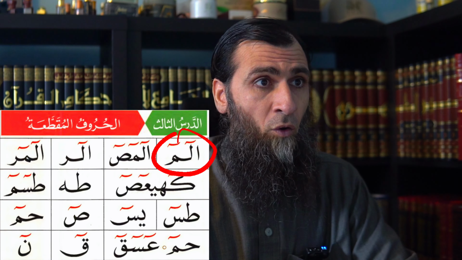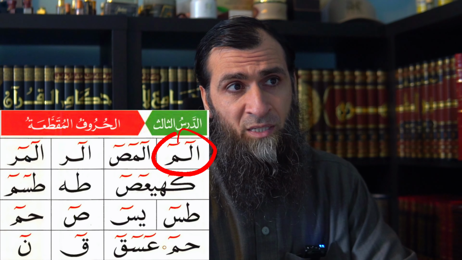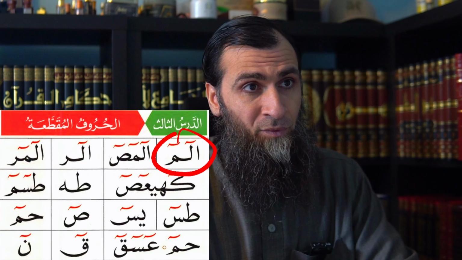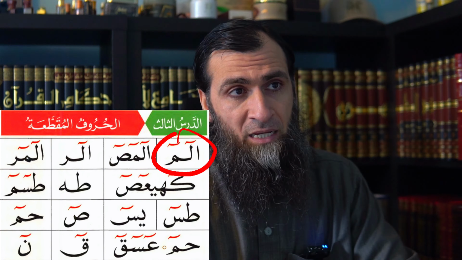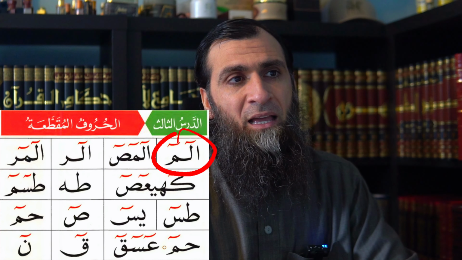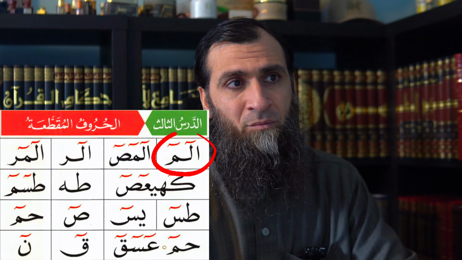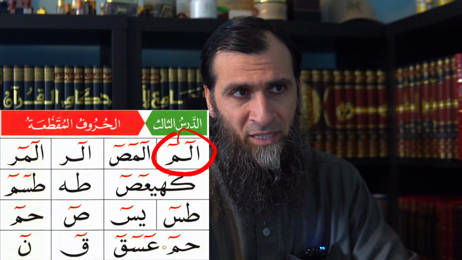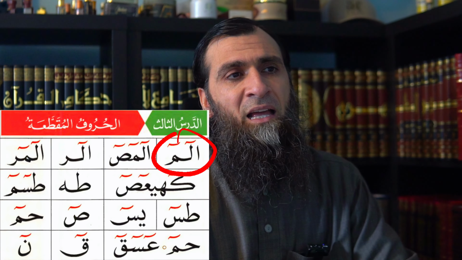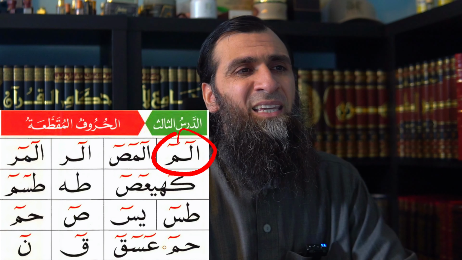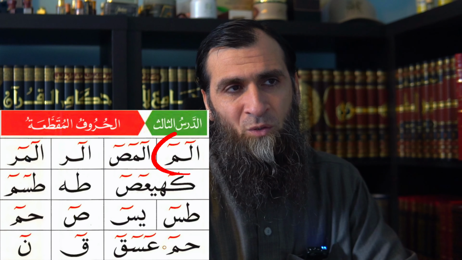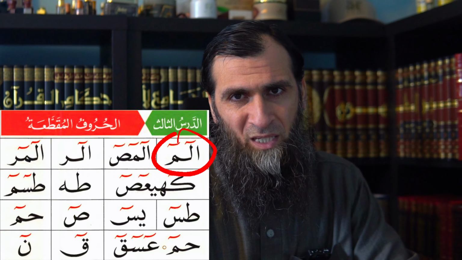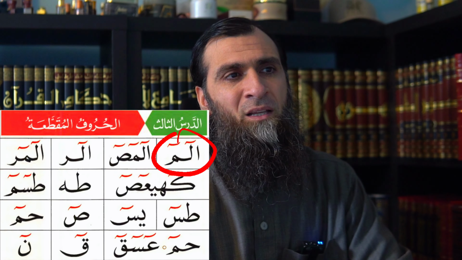So you're going to make all the letters that have the med symbol on top of them 6 harakat long. So here, this is alif, and then I'm going to say lam, that was 6 harakat, and then mim. When you combine it, this is how you say it: Alif, Lam, Mim. Again, Alif, Lam, Mim. Same thing here.